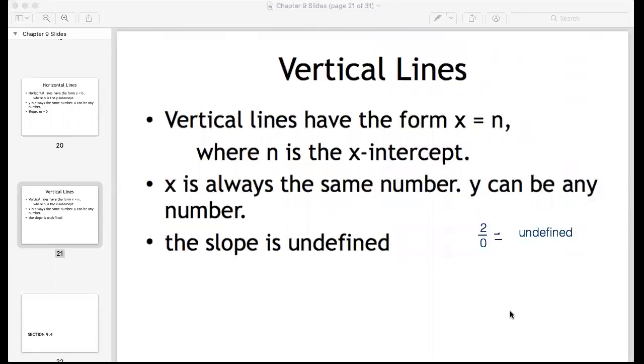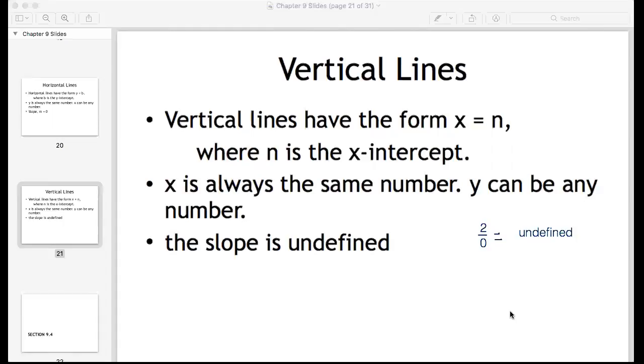You don't want to say there's no slope. There's a difference between undefined and no slope, so don't say there's no slope, because that's not correct. You always want to remember there's a difference between a 0 slope, which is horizontal, and an undefined slope, which goes up and down.